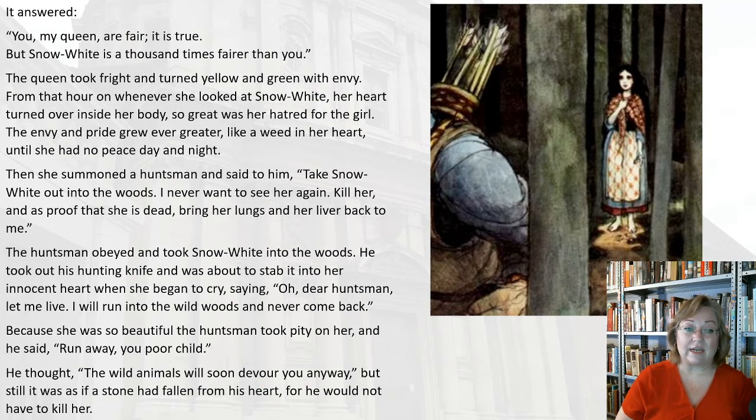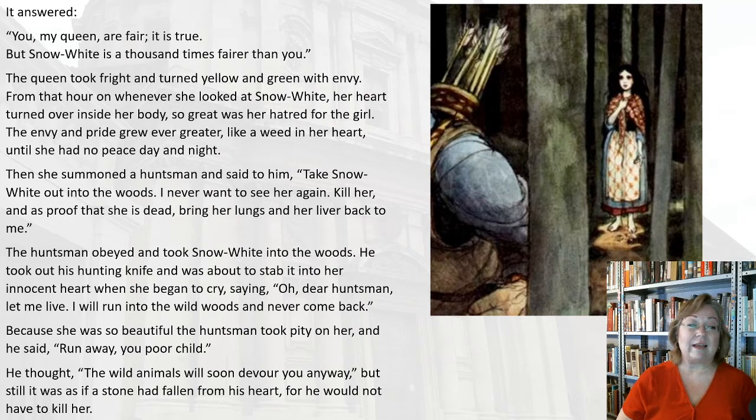He took out his hunting knife and was about to stab it into her innocent heart when she began to cry, saying, "Oh, dear huntsman, let me live. I will run into the wild woods and never come back." Because she was so beautiful, the huntsman took pity on her, and he said, "Run away, you poor child." He thought, the wild animals will soon devour you anyway.